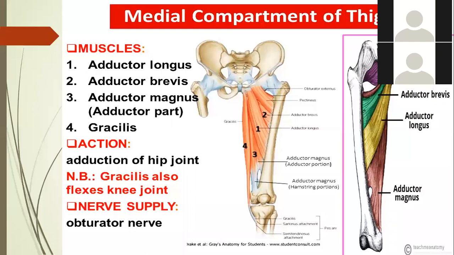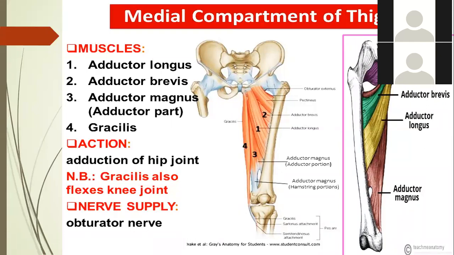So when you see the medial compartment of the thigh, just on the medial side of the front of the thigh, you will see a group of muscles, which are all called the muscles of the medial compartment of the thigh. Mainly, these muscles perform adduction of the thigh at the hip joint. So they are also called the adductors of the thigh.